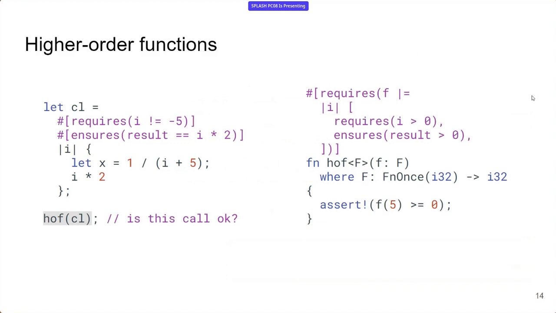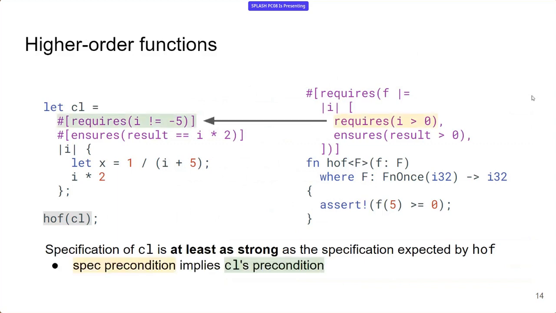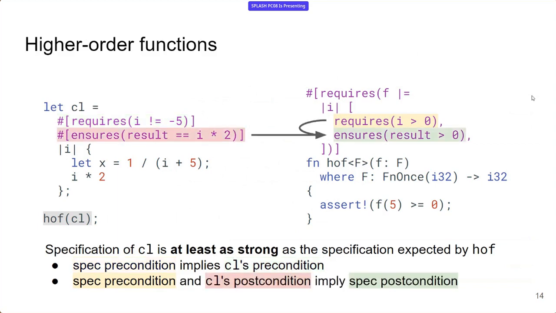And so the way we solve this particular kind of check is we expect the specification in CL to be at least as strong, or stronger, of course, as the contract that HOF expects. And so more concretely, this means that the precondition as expected by HOF implies the precondition of the concrete closure, right? So that when I call it here, I know that this contract will definitely be satisfied. And likewise, if I did call this function with this precondition, then the postcondition of the concrete closure should definitely entail this postcondition that the higher order function expects.